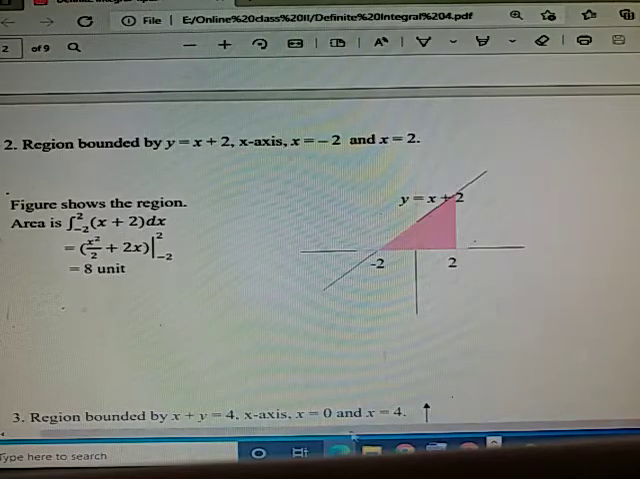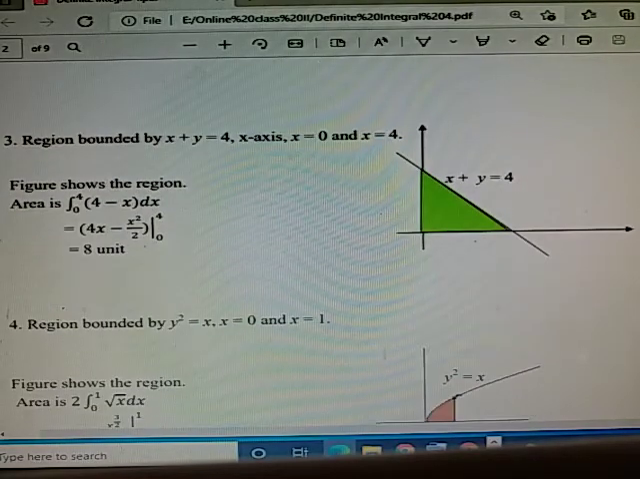Then number 3 is the region bounded by x plus y equal to 4, x-axis, x equal to 0, x equal to 4.